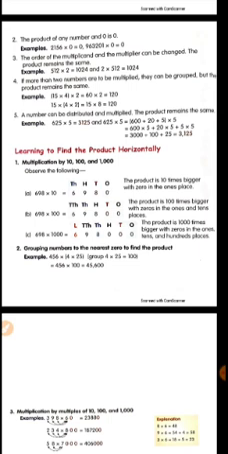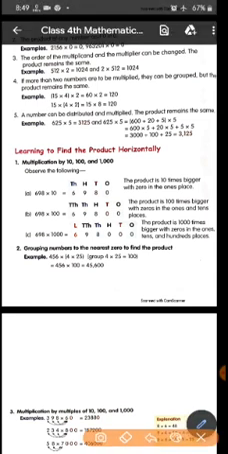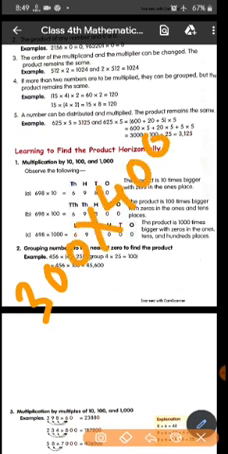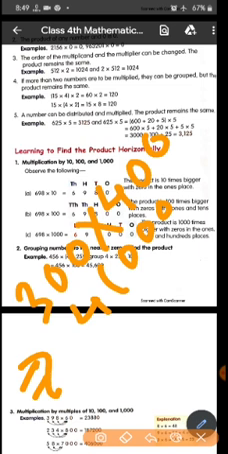Let me show you one example. If, as an example, there is given 300 into 400. What was the first step? The first step was to count the zeros. So we have counted the zeros. The number of zeros is 4, so there are 4 zeros.